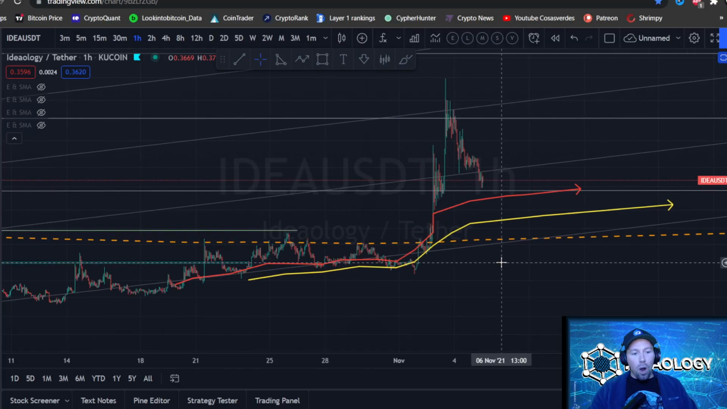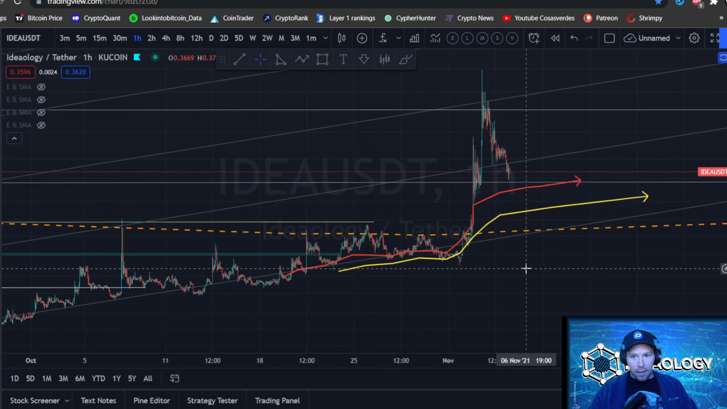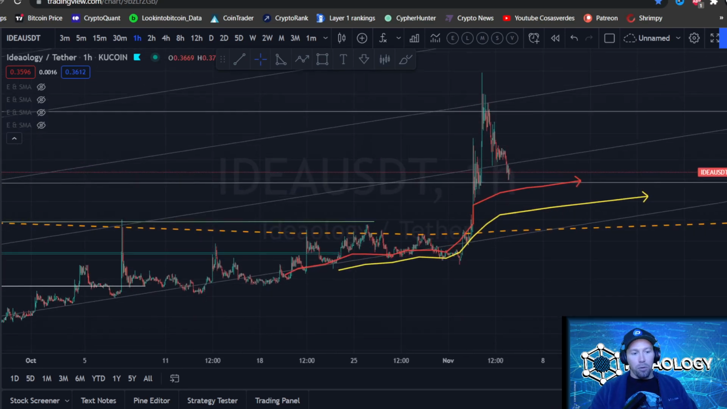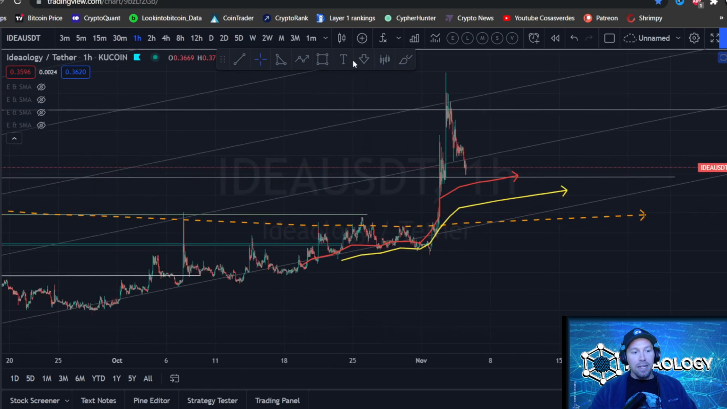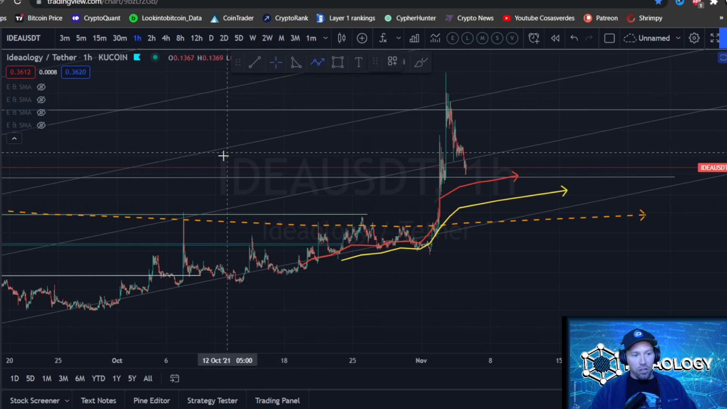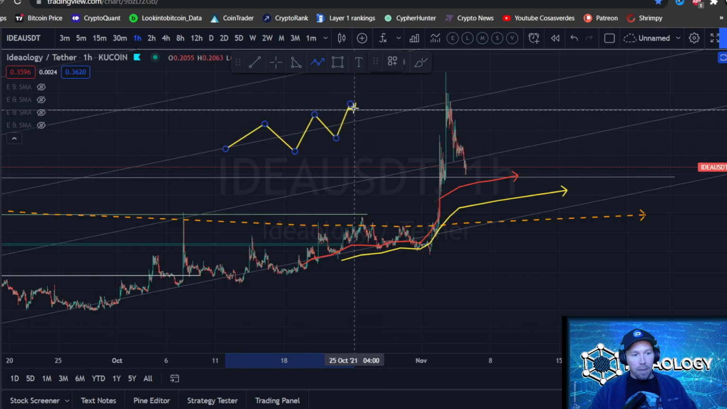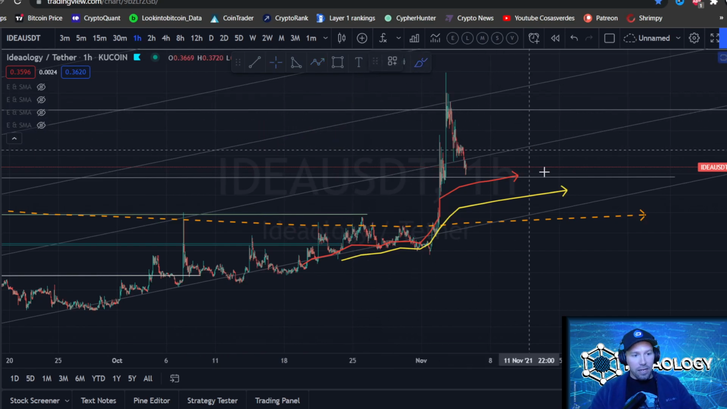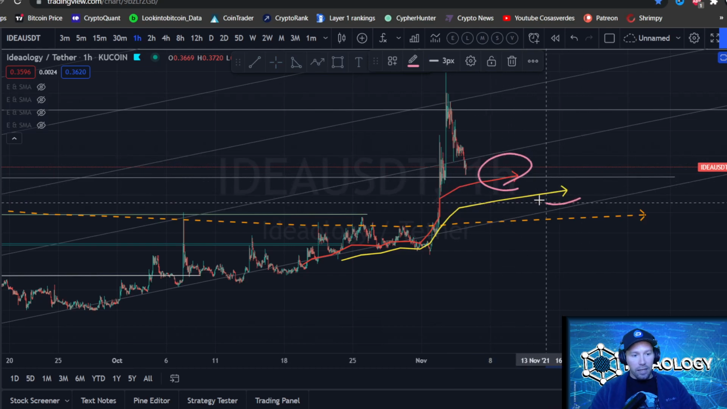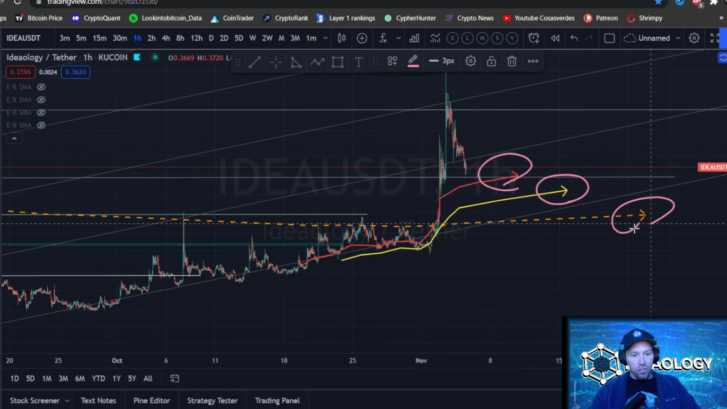I have the 1 hour chart pulled up on IDEA. I typically do not suggest that people look at the 1 hour chart. However, this is technically a hybrid chart because I manually drew in, so if you can see where my cursor is, I'm dragging this thing around, I manually drew in using this function here, the daily EMAs. So the daily 10, which is red, the daily 21, which is yellow, and the daily 200, which is orange.